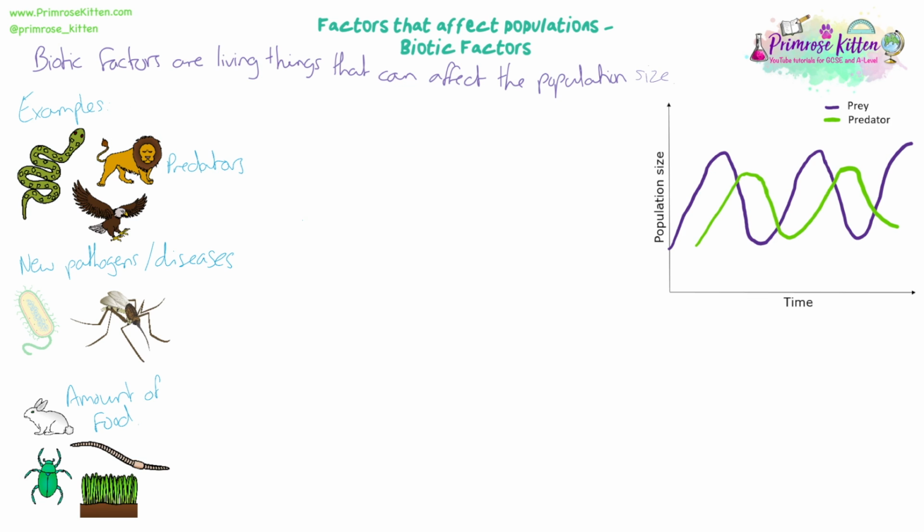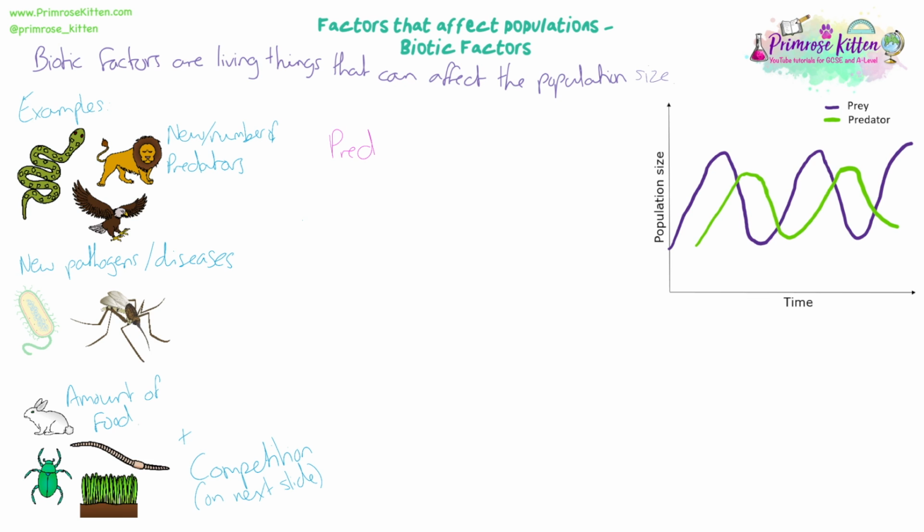And then the amount of food. So the amount of food available in your habitat, whether it's lots or not a lot, can affect your population size. And lastly, competition. We're going to look at competition in the next slide because it needs to go into a bit more detail. But if you're competing with another organism for a resource, then that's a biotic factor.